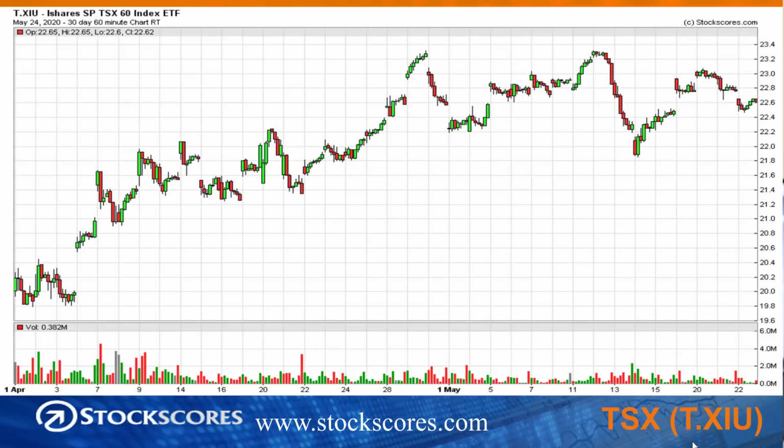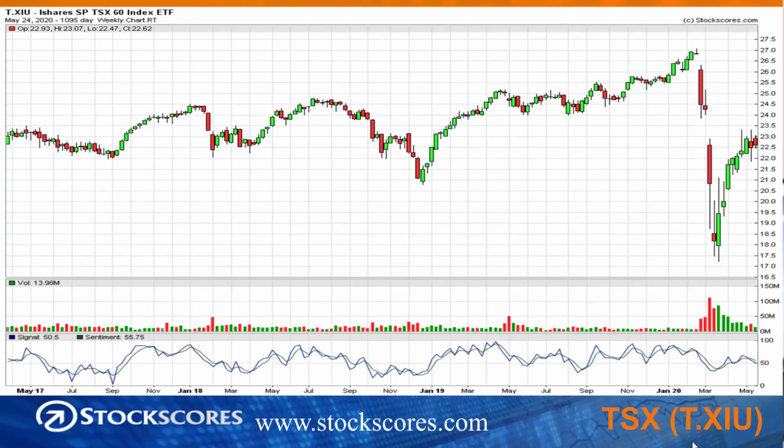There's great trading opportunities in individual stocks, but I wouldn't say that the overall market is helping here. It's not really hindering either. It really comes down to being a stock picker's market. Looking at the long-term chart, very similar to the S&P 500, you had the dramatic sell-off. We've made back a little better than half the gains.